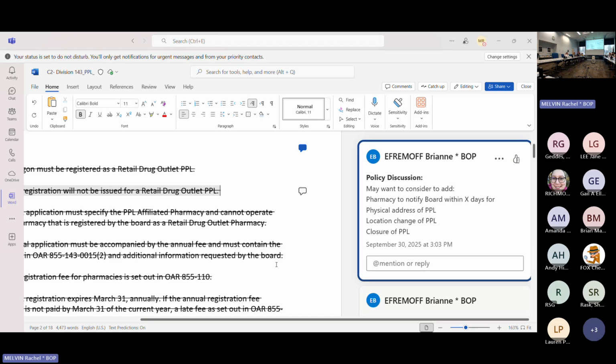Just want to pause to allow any other board members to provide additional input on this section.